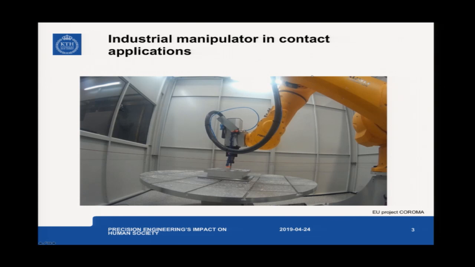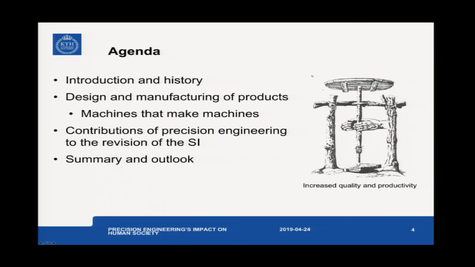That's a typical application we see today, where part of the things that I will present will be considered. So I will have a short introduction and historic overview. Then I will talk about design and manufacturing of products, and especially machines that make other machines, because that's the key issue here. Then I will also talk a bit about the contribution of precision to the revision of the SI unit system that I think most of you are familiar with.